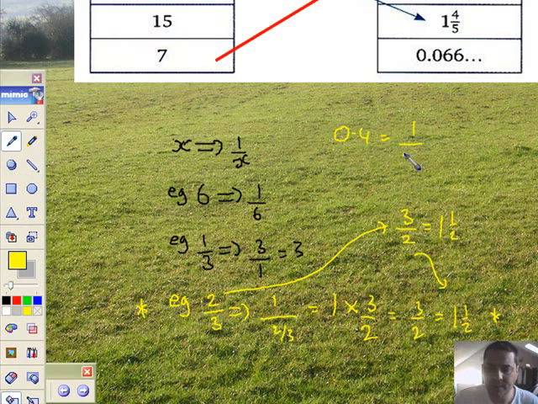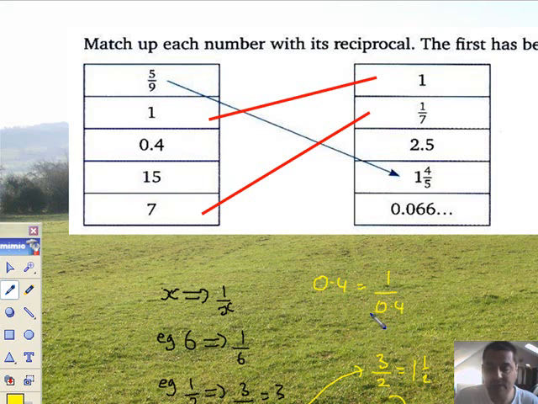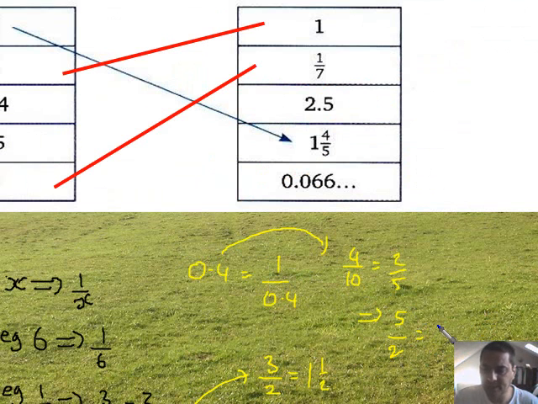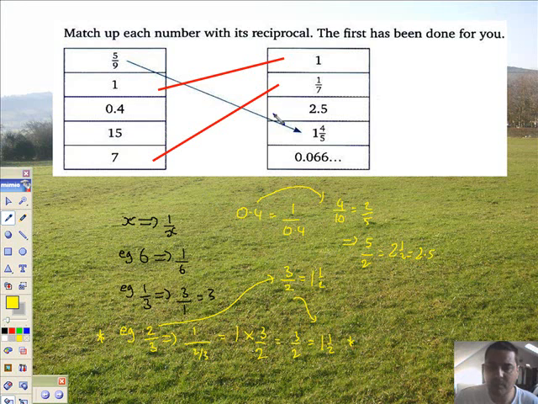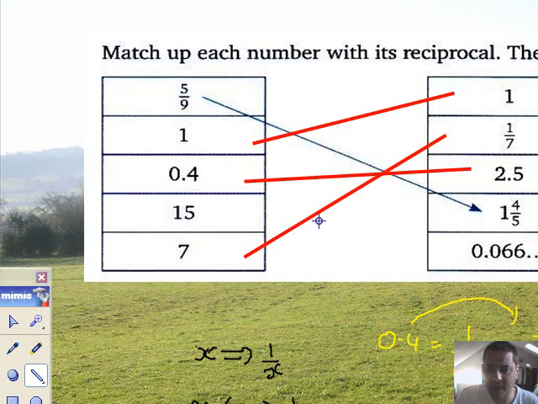Well, essentially I can say 1 divided by 0.4 is the reciprocal. Or I can do this. Well, 0.4 is 4 over 10, otherwise known as 2/5. Now I can flip it and it will become 5 over 2, and that is 2.5. And there's an answer up there. So my 0.4 becomes 2.5. Okay, that's the thinking behind that. So you go over there and be happy.